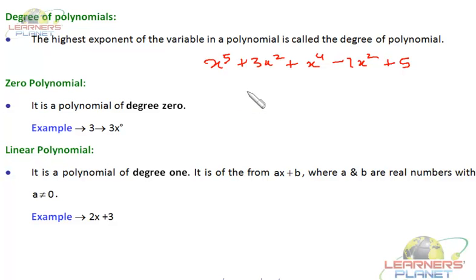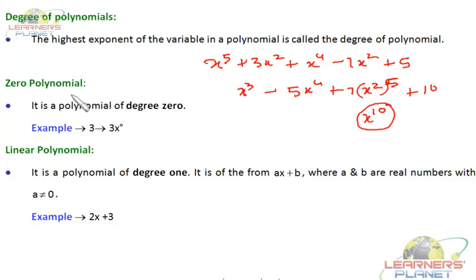Or suppose it's x cube minus 5x^4 plus 7x square, all raised to 5, plus 10. Then it is a 10th degree polynomial, since the highest power which a variable is carrying is 2 into 5, here x raised to 10. So it's a 10th degree polynomial.